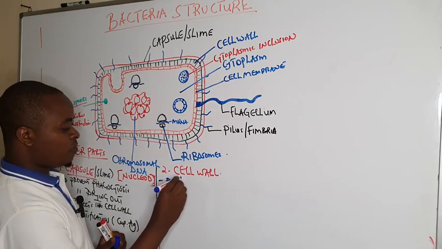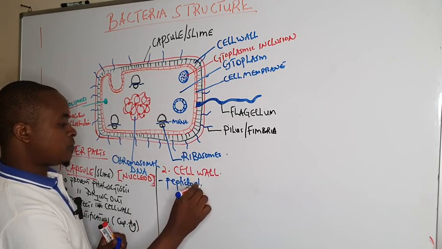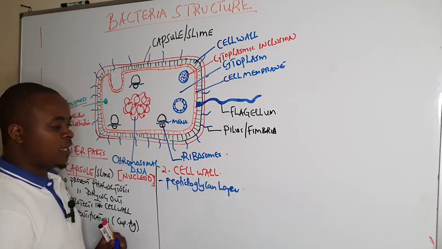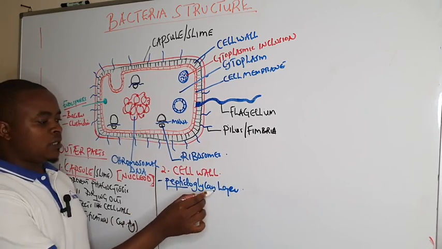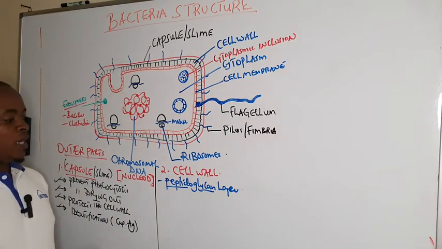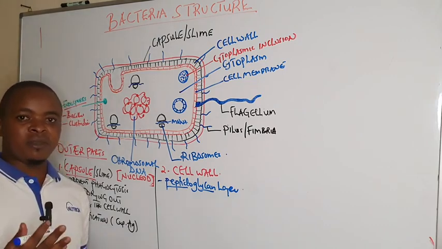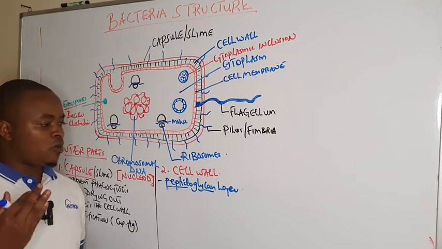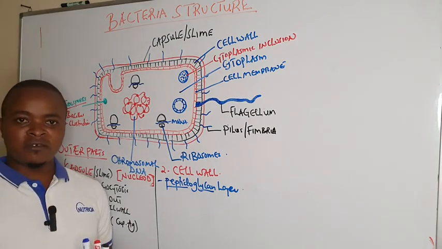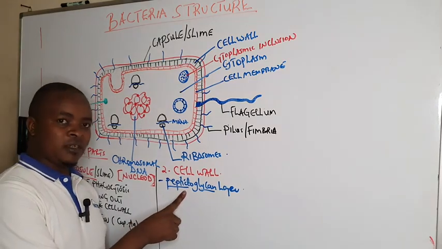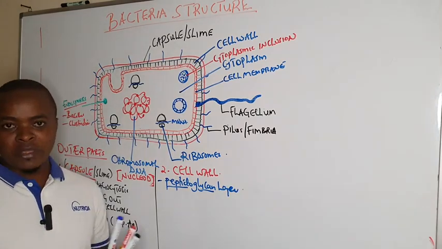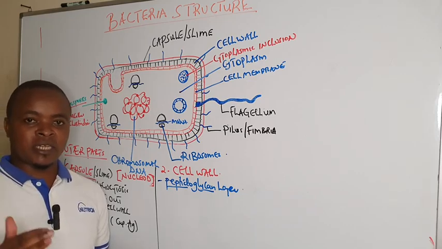This peptidoglycan layer is made up of proteins and the glycans, which we call the carbohydrates, the polysaccharides, whereby it is made up of N-acetylmuramic acid and N-acetylgalactosamine. And these layers differ: gram-positive bacteria have multiple layers of peptidoglycan, whereas gram-negative bacteria have a single layer of peptidoglycan. That's how we are able to distinguish them by their gram-staining reaction.